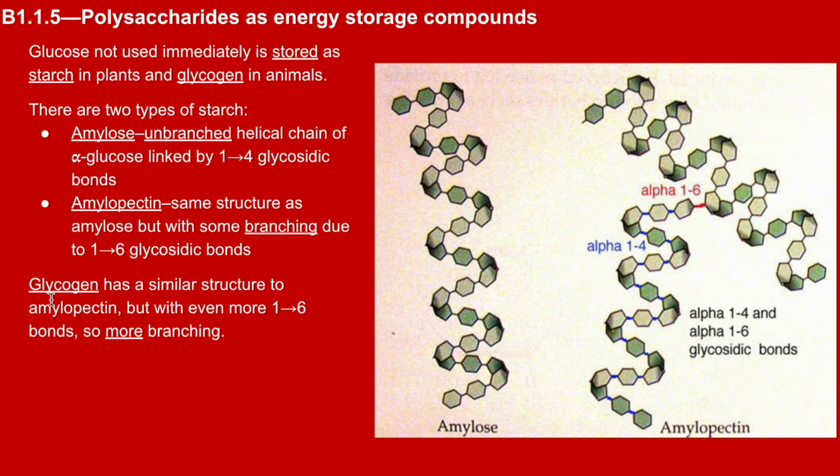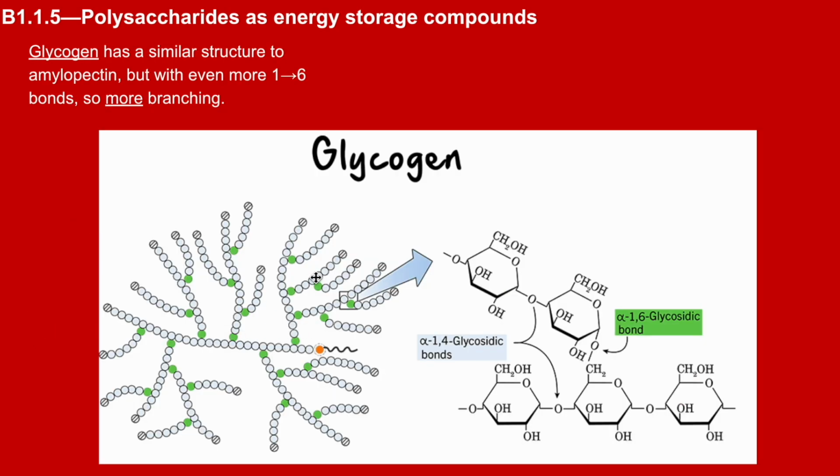Now, glycogen is how excess sugars are stored in animals. It has a similar structure to amylopectin like we see here, but there are even more 1,6 bonds, so we have additional branching, even more than amylopectin.